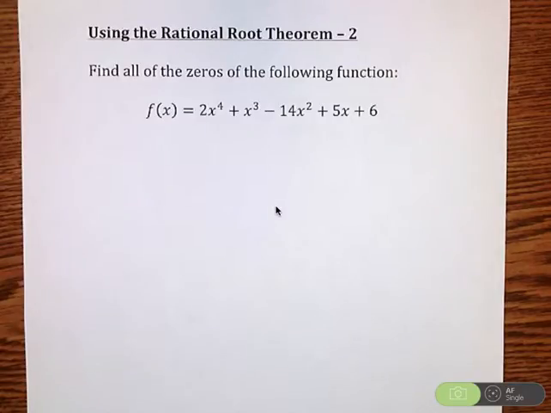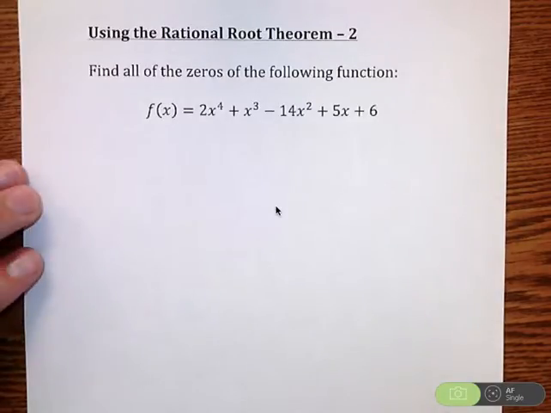In this video, I'm going to go over using the rational root theorem. This is another video showing that. So we're going to find all zeros of the following function. We're going to do that by factoring. So the first thing we're going to want to do with this is write out our P and Q list, so a list of all possible zeros.